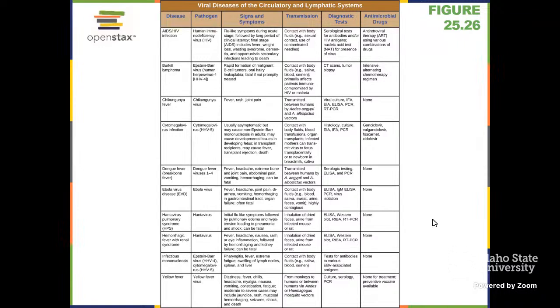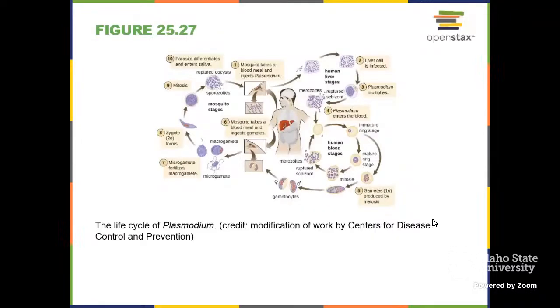Yellow fever is where we started this chapter, with that mosquito feeding on the individual. Dizziness, fever, and chills, headache, the potential for some severe liver involvement may be fatal as a potential. Monkeys can serve as reservoirs, and the mosquito serving as some vector.